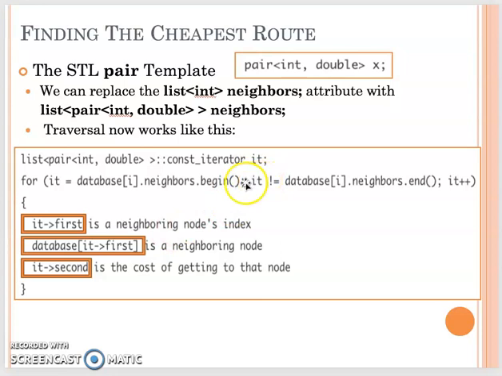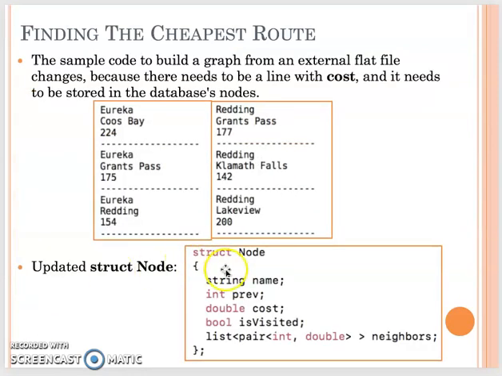So for this it, you use the arrow to point to first, that means you refer to the neighbor's index. But if you use it second, that means you try to get the cost. So if you want to get the neighbor nodes from the database, you need to use the index and the database vector. So that's our new database. So right, after you have your new database, right?